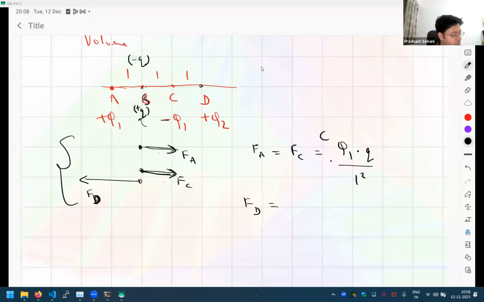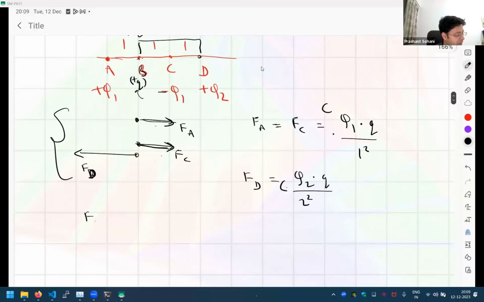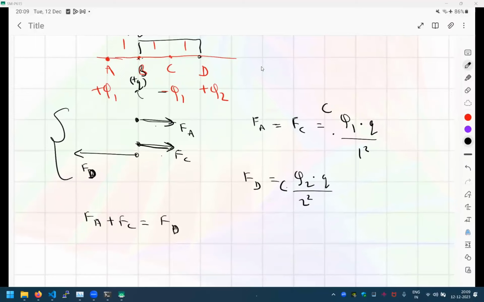And what about the force due to D? Note that D is at twice the distance. The distance from D to B is 2, so keep that in mind. So the magnitude will be Q2 times Q upon 2 squared, again times the Coulomb's constant. And so in terms of magnitude, we expect FA plus FC is equal to FD. Yes?